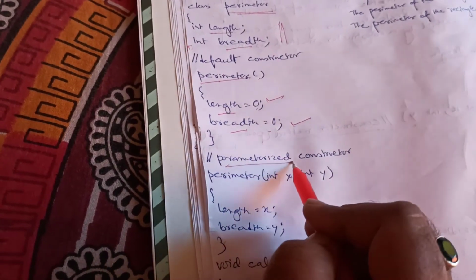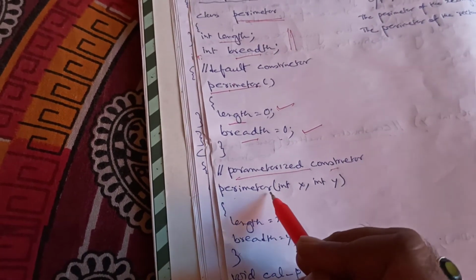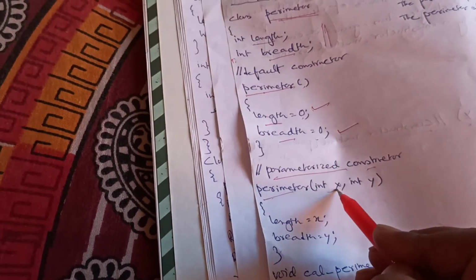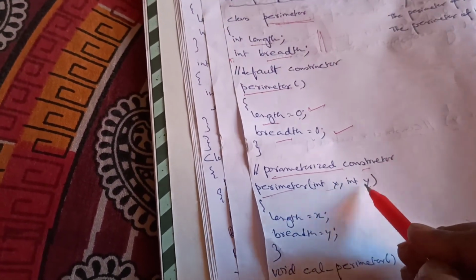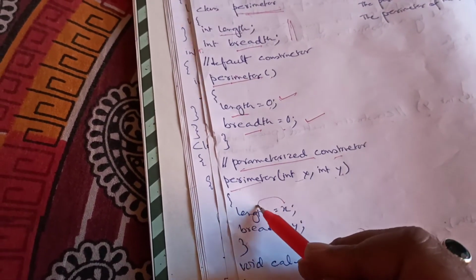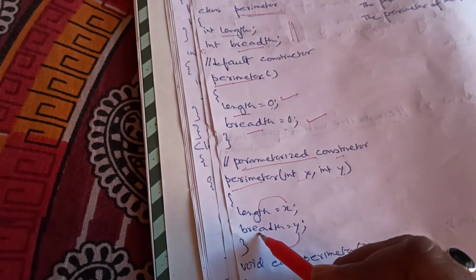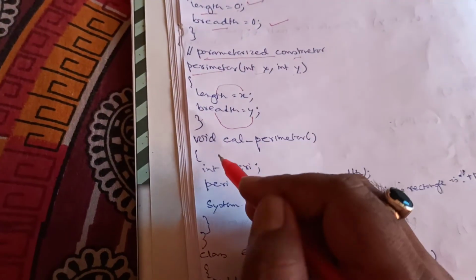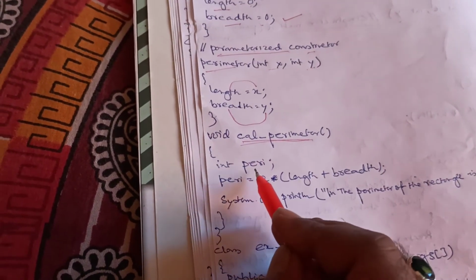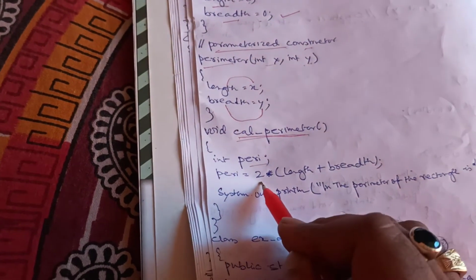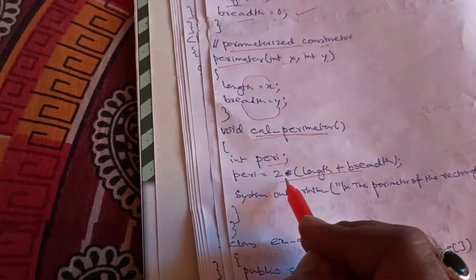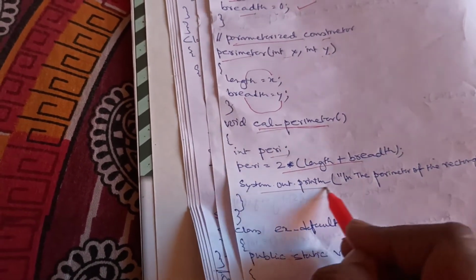And next is the parameterized constructor. Same constructor name Perimeter, but here two parameters are there, x and y. That is why it is known as a parameterized constructor. Here the x value will be assigned to length and the y value will be assigned to breadth. And this is a normal method, calPerimeter, which will calculate the perimeter. You know that perimeter is equal to 2 into (length plus breadth), and it will print.